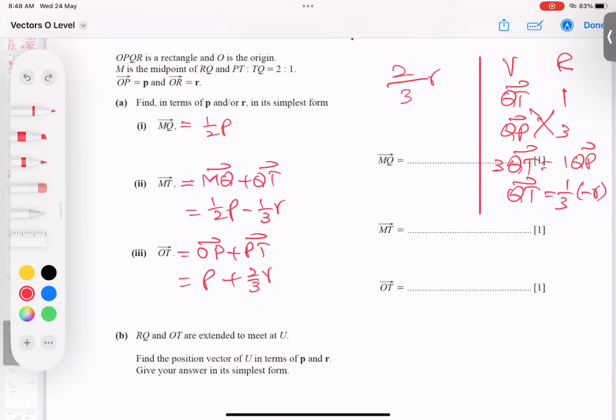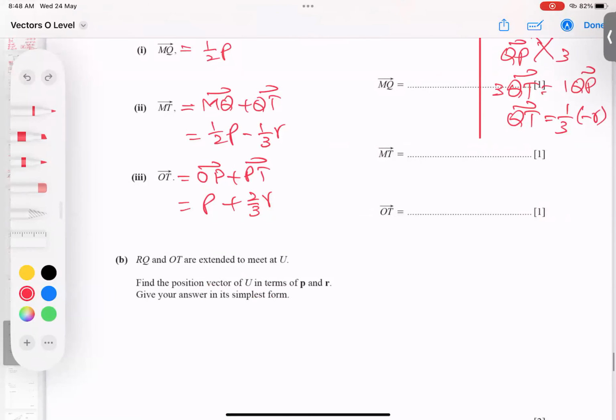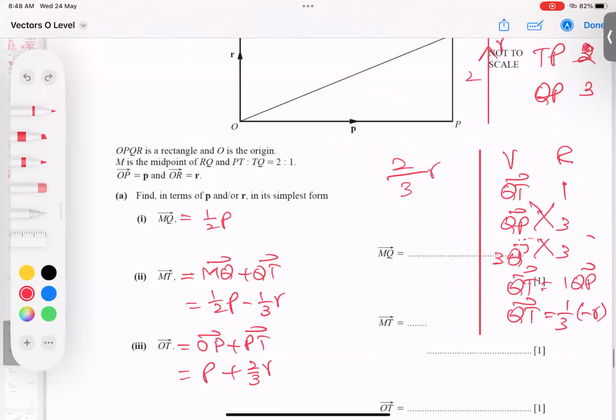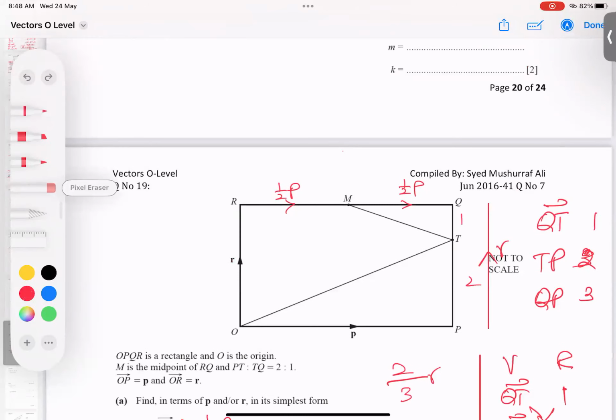Now I'm going for the most important part of the question. He said RQ and OT are extended. Whenever the word extend is there, we mostly have to use the similarity concept, and immediately use RQ and OT. RQ is this, so I extend this vector. And OT extend also, slightly down.